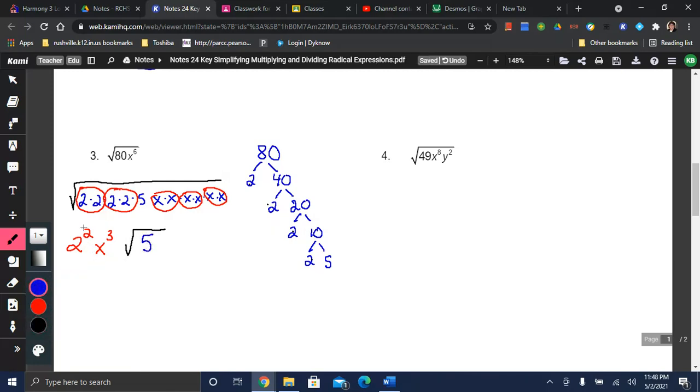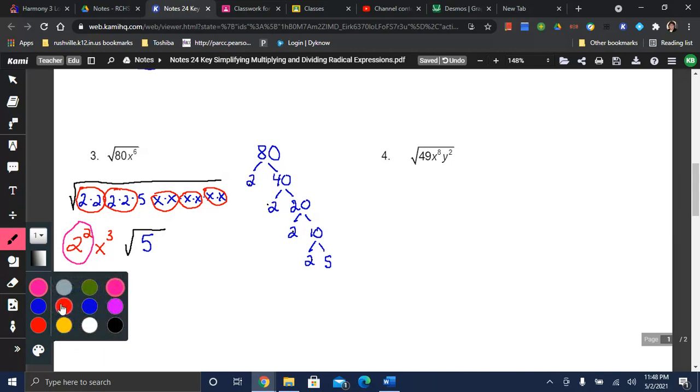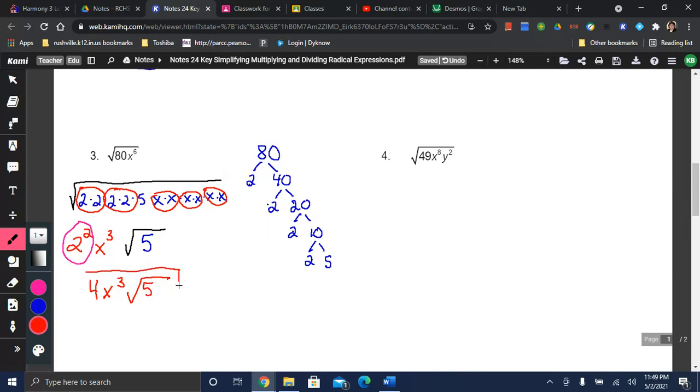And so that stays. Now, in this case, we are going to look at our exponent on our number, and we can actually multiply that out. So 2 squared is 4. Then we'll have x to the 3rd power and keep our square root of 5. And that's going to be our final answer. 4 x to the 3rd times the square root of 5.